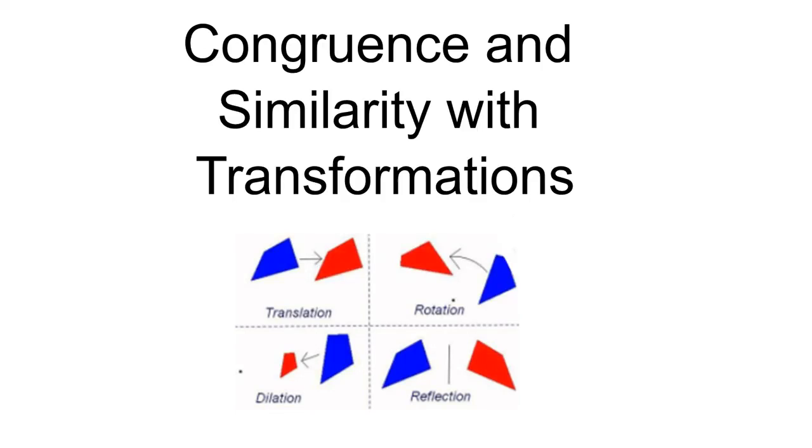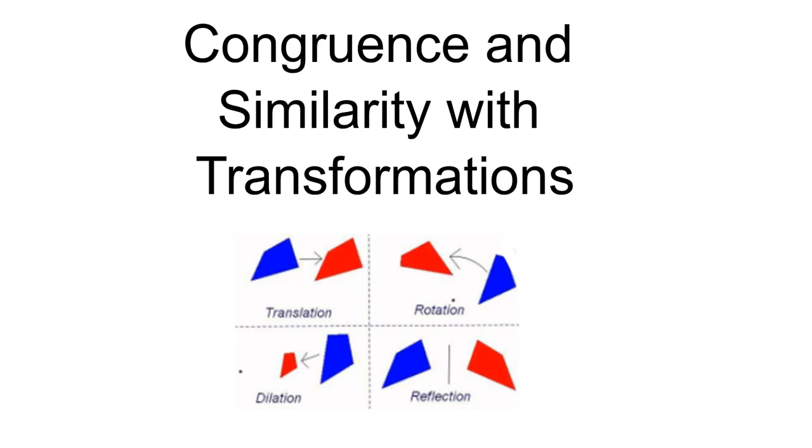Alright, what we're going to be talking about is congruence and similarity when we're talking about transformations. There's different rules. You'll see there's different things that happen to different shapes depending on the transformation. We've got 4 different basic transformations.